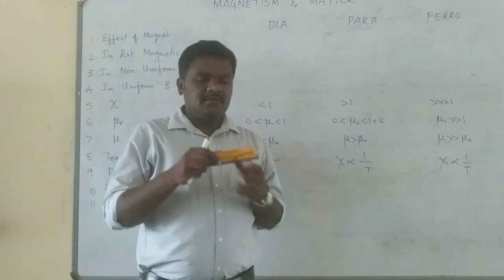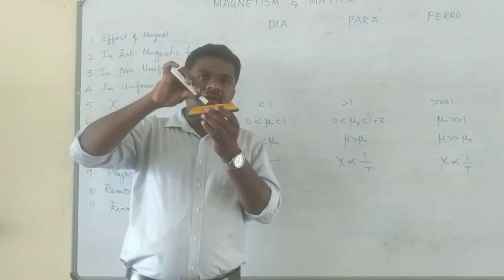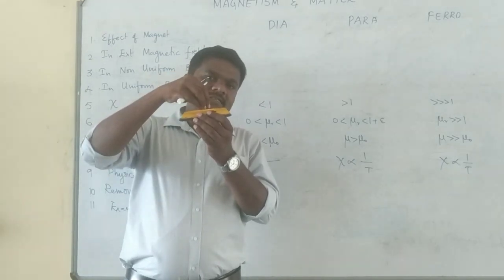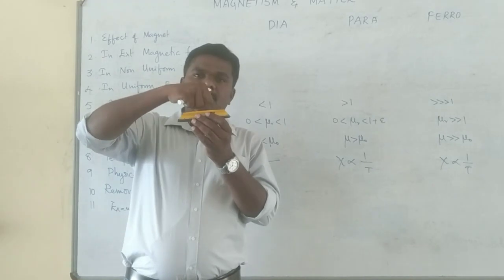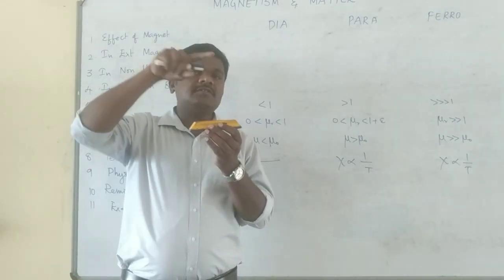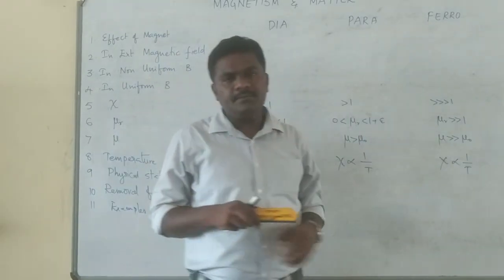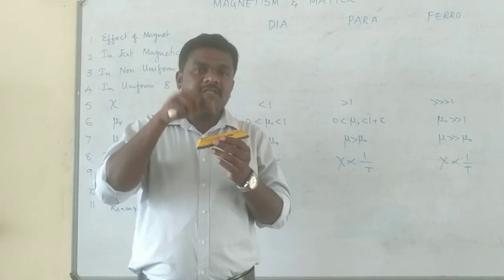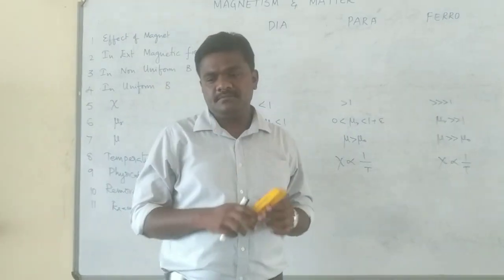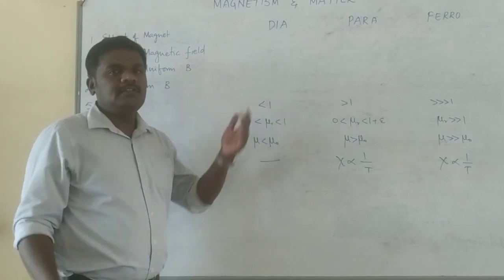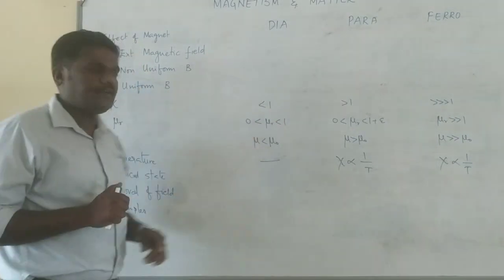In the case of para, if you give an external field, another field will be produced inside the sample. If you remove the external field, the field produced inside the sample also becomes zero immediately. Whereas in the case of ferro, if you remove the external field, the field produced inside will be sustained for long. So there is a persistence of the field even though the external field is removed in the case of ferro.